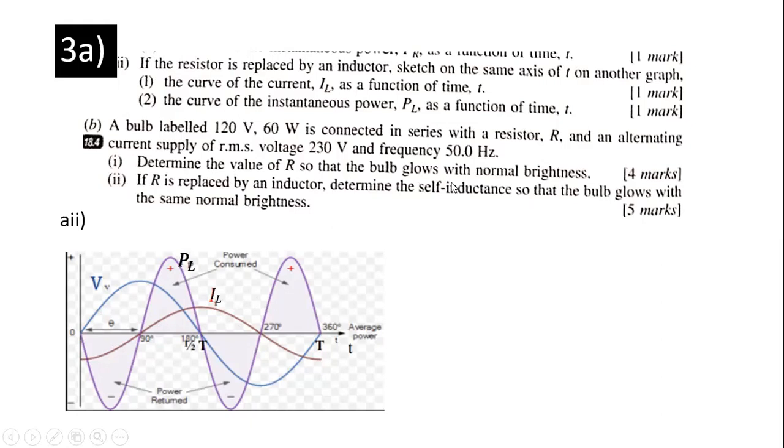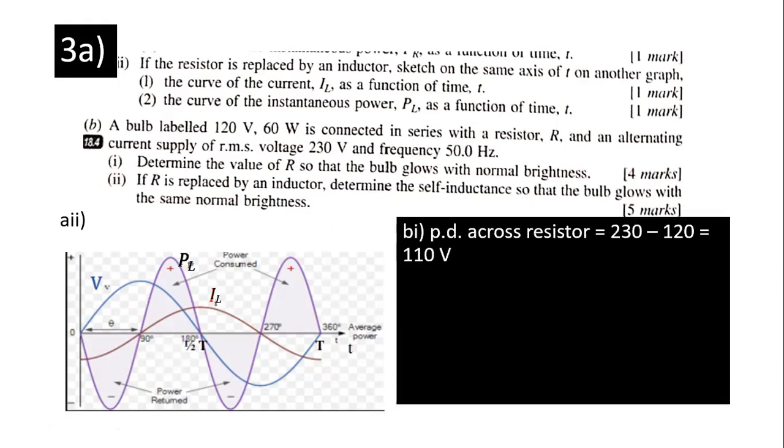A bulb, 120 volt, 60 watt, is connected in series with a resistor R and an alternating current supply of root mean square 230 volt and frequency 50 Hz. Determine the value of R so that the bulb glows with normal brightness. You have the PD across the bulb. Now you want the total PD across the circuit, so it's 230 minus that. That is your PD across the resistor.